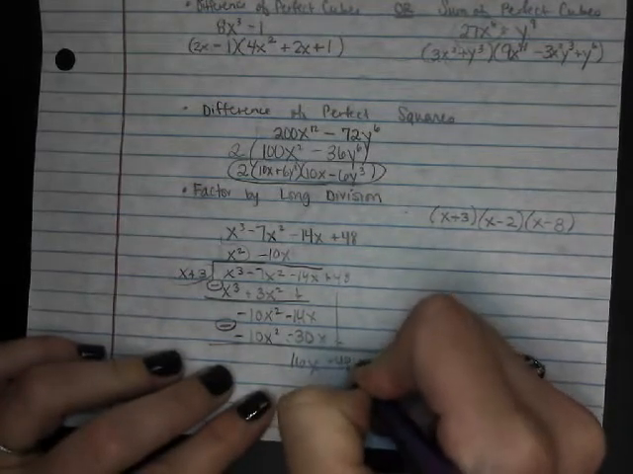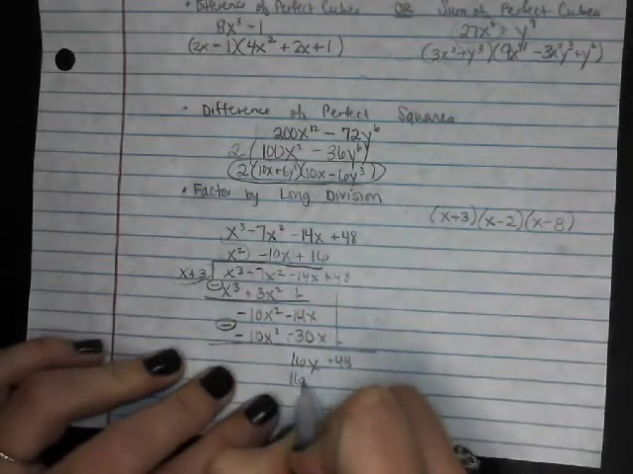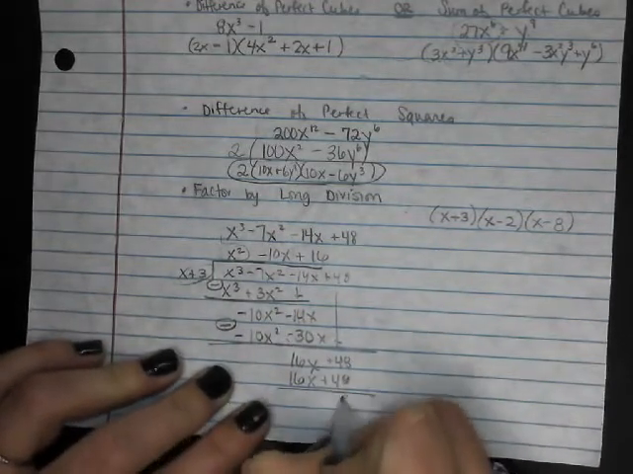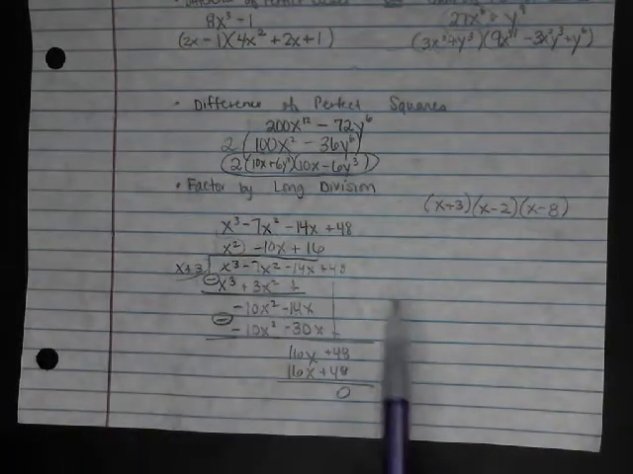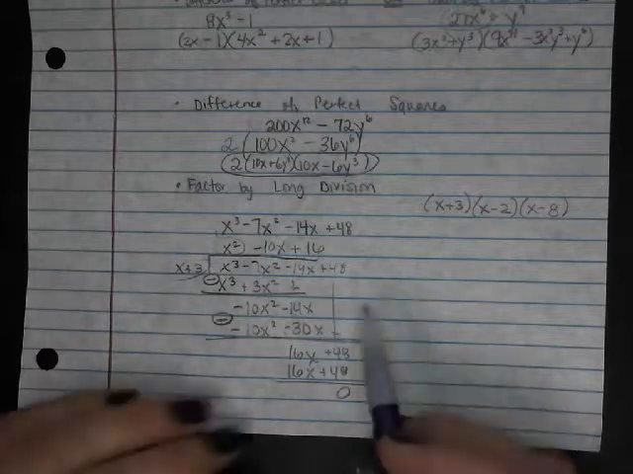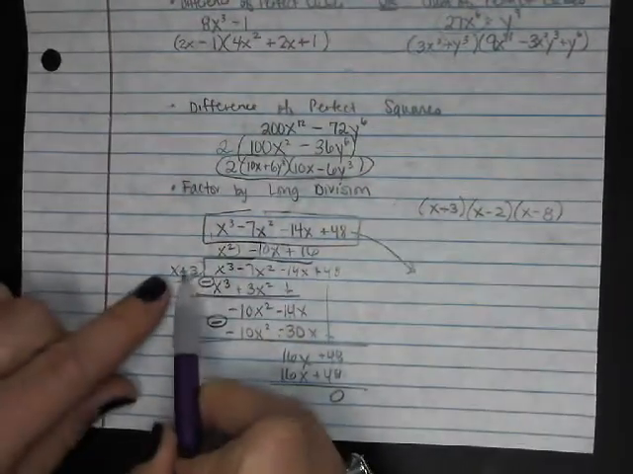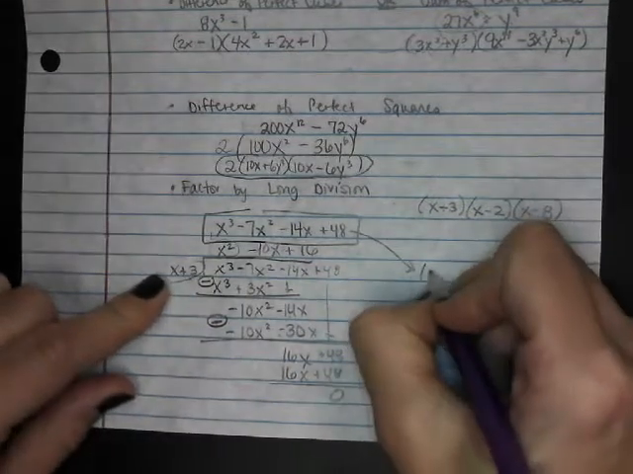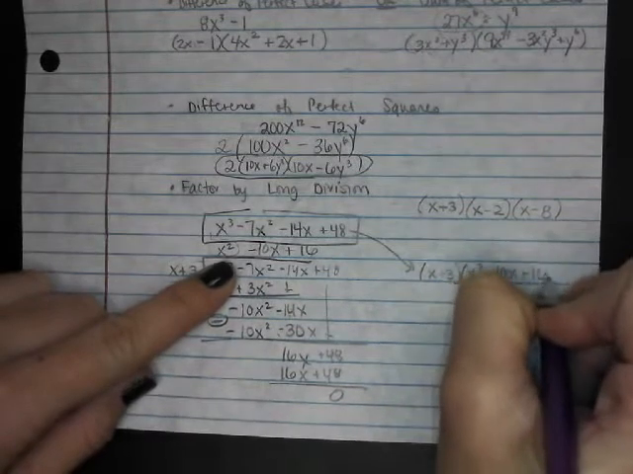Bring down your 48, and you have x times what? 16. You get 16x plus 48. And of course, we have a remainder of 0, which we know should have happened because we already knew that this was a perfect factor from our calculator. So now, so far, we've taken this original problem, and we have factored it into this times this. So that's x plus 3 times x squared minus 10x plus 16.